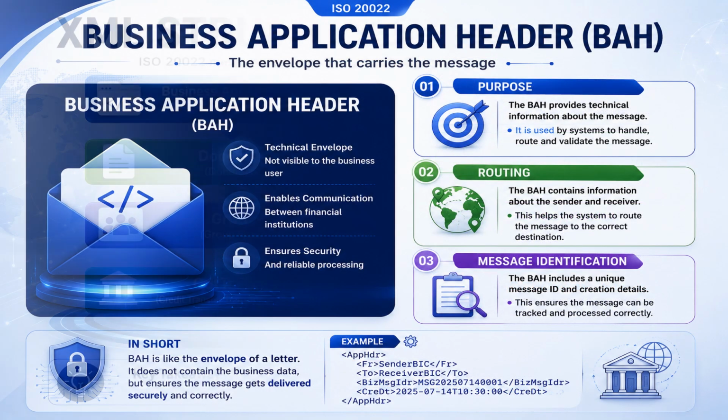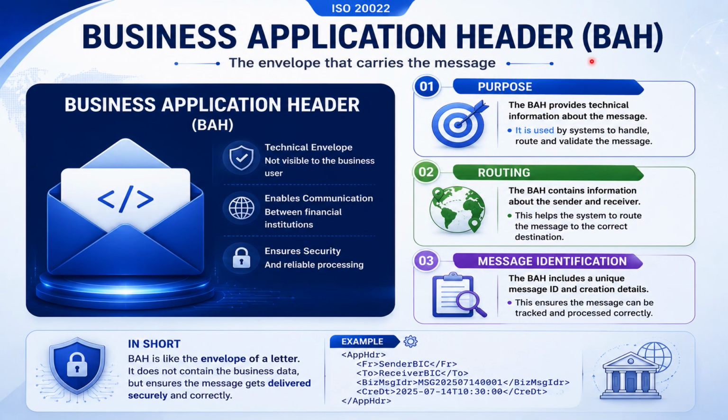The business application header, or BAH, acts like the envelope of the message. It carries technical information used for routing and processing. It also includes important message identification details that help uniquely identify and track the payment. Although it doesn't contain business payment data, it's essential for secure message exchange.